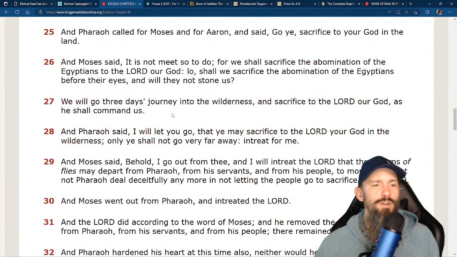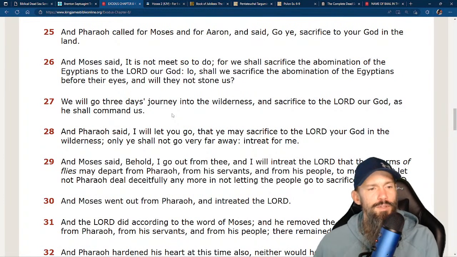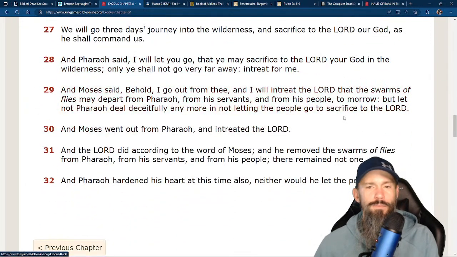Pharaoh said, I will let you go, that you may sacrifice to Yahuwah your Elohim in the wilderness. Only you shall not go very far away, entreat for me. Moses said, behold, I go out from thee, and I will entreat Yahuwah that the swarms of flies may depart from Pharaoh and from his servants, from his people tomorrow. But let not Pharaoh deal deceitfully any more, and not letting the people go to sacrifice to Yahuwah. And Moses went out from Pharaoh and entreated Yahuwah. And Yahuwah did according to the word of Moses, removed the swarms of flies from Pharaoh.